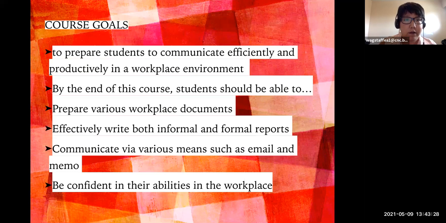Some of the course goals that I have are to prepare students to communicate efficiently and productively in a workplace environment. By the end of this course, you should be able to do these things. You should be able to prepare various workplace documents such as memos, emails, letters, resumes. You should be able to effectively write both informal and formal reports. This is very important for your success in the business world. Communicate via various means such as email and memo, and also be confident in your abilities in the workplace. So, those are our course goals, and that's what we'll be working towards.